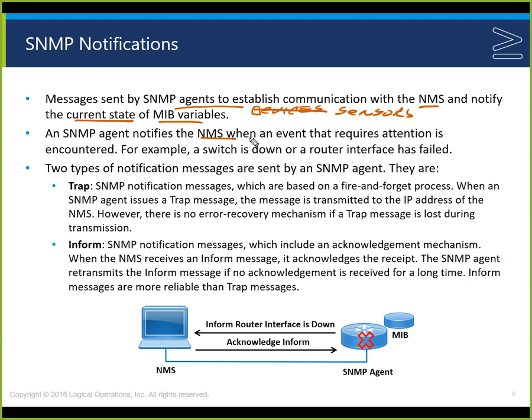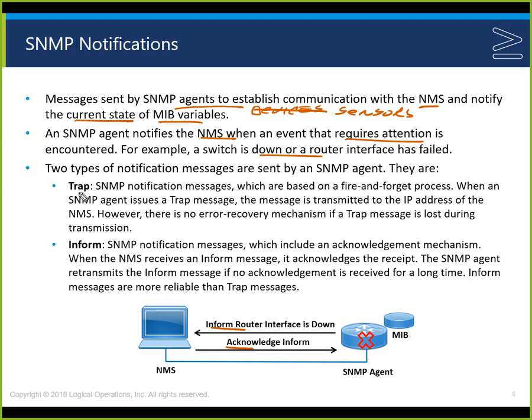So the agent notifies the NMS when an event requires attention, as an encounter, a switch is down, like I got those warning messages on mine. So I got a message, an inform, router interface is down, and it acknowledged the inform. I got a message that I had a problem. It showed up in a nice red, and then I could go check what's going on with the notify.